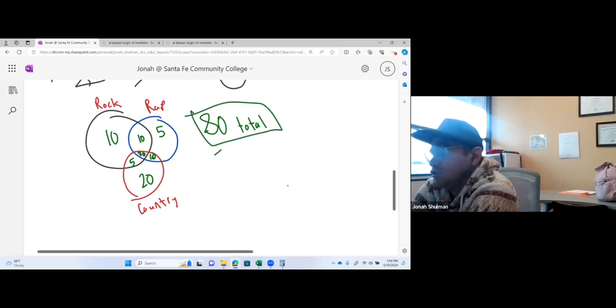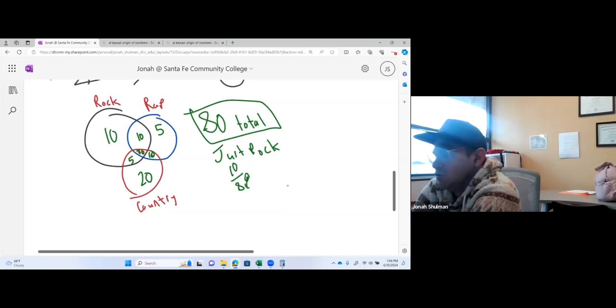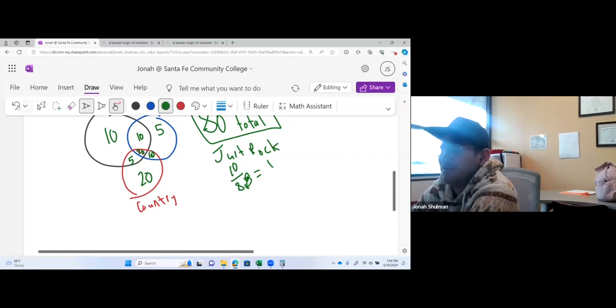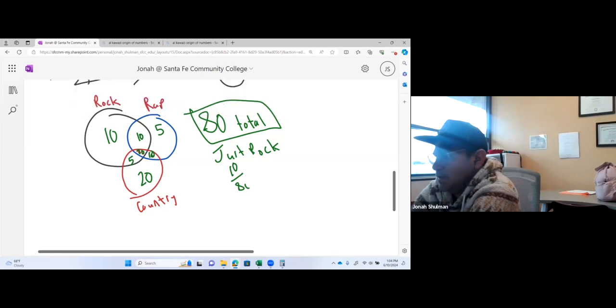Now, if they say just rock music, just rock music is literally this. They don't like anything else. That's 10 people. So how many people just like rock? That's 10 out of 80, which is 1/8. Nothing crazy about that.